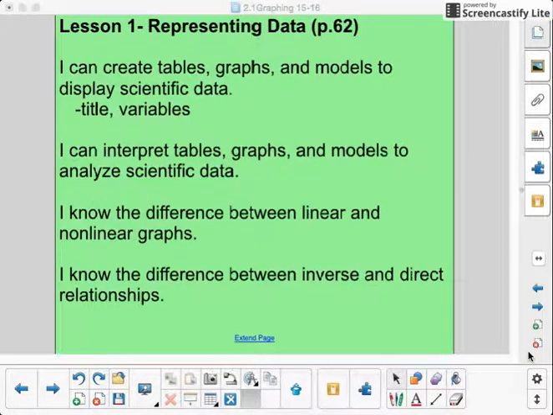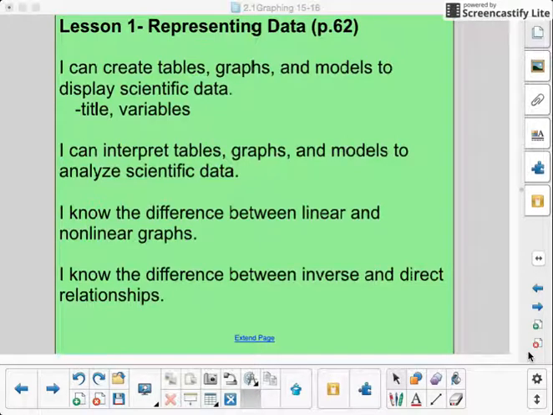These notes are for Module K, Unit 2, Lesson 1. The topic is representing data. There are 4 learning targets in this lesson. The first one is I can create tables, graphs, and models to display scientific data. That means you need to know to include a title and label the variables on the X and Y axis.